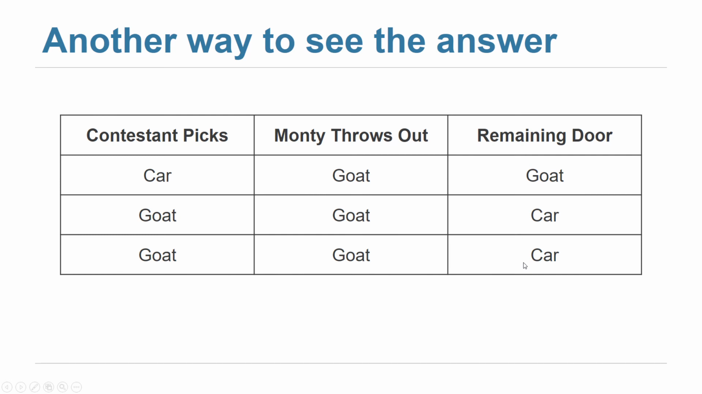So we actually have only 3 different possibilities. Among the 3 possibilities, how many times will the car be in the first choice? Once. And how many times will the car be in the remaining door? Twice. And that shows you that the probability is 2/3 here and 1/3 here.